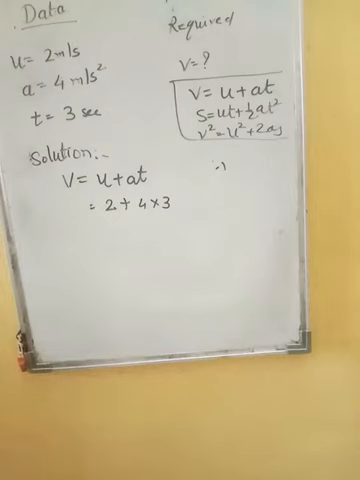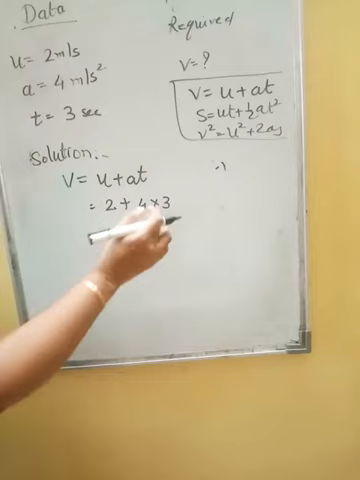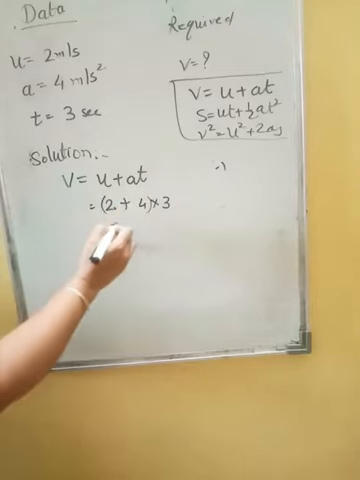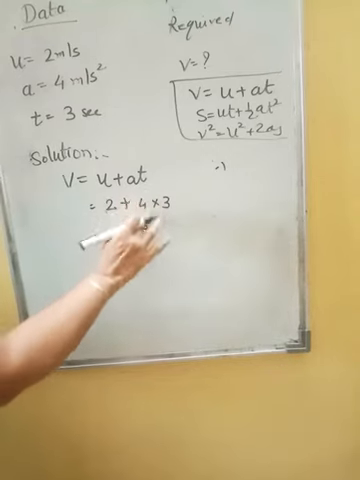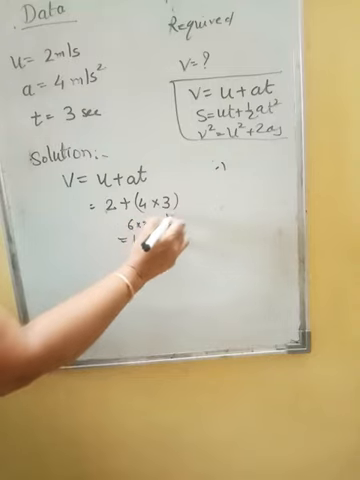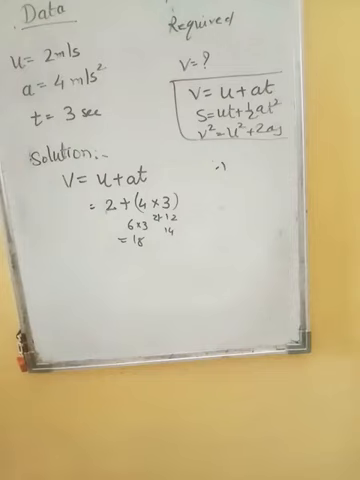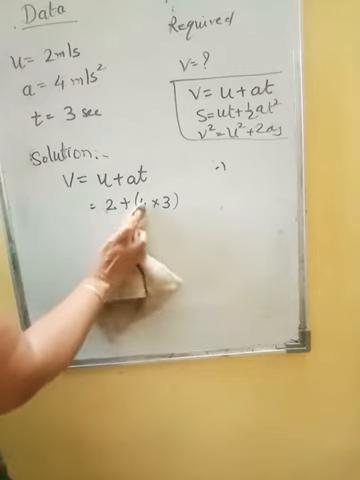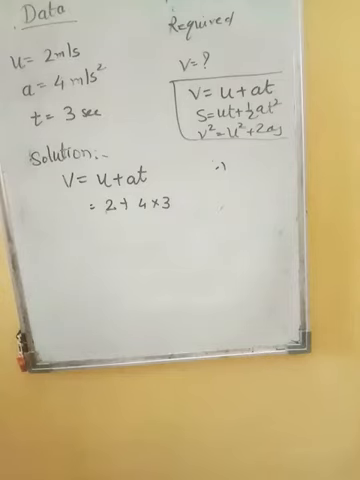Now here children, remember, if you do 2 plus 4 into 3, the answer will change. See, if you do 2 plus 4, it will be 6 into 3, that will be 18. And if you do 4 into 3, that is 12 plus 2, the answer will be 14. So the answer is differing. So which is the correct method? How did you come to know? The knowledge of maths. 4 and 3 in bracket. Always remember you have to use the BODMAS rule.